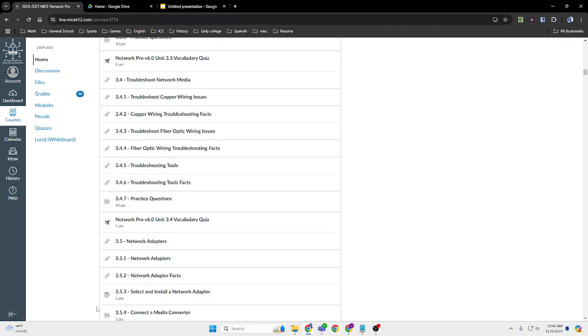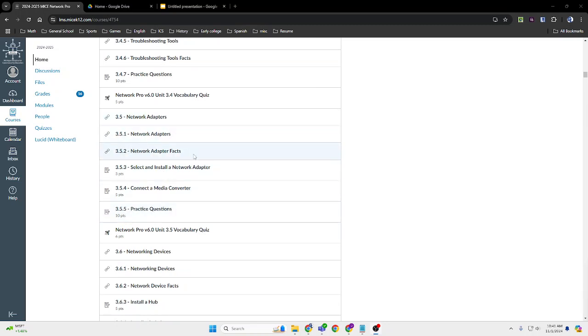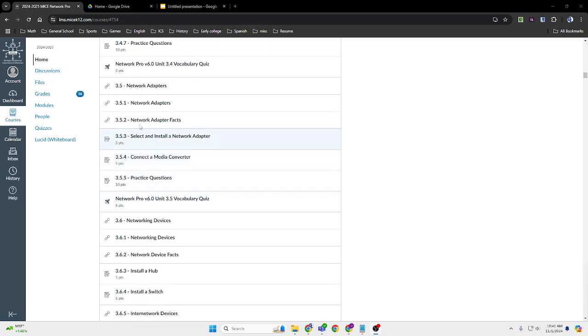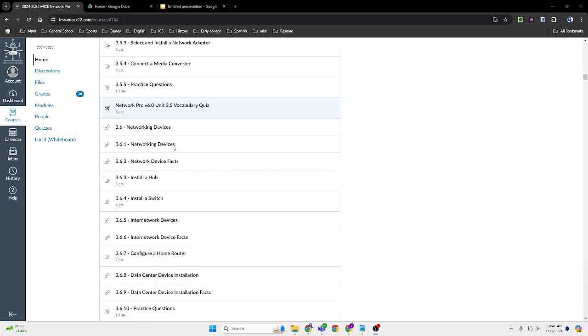So let's start off with Section 4. I learned some different ways to troubleshoot connective media, like EMI, electromagnetic interference, crosstalk, and things like attenuation, which is signal loss over time. I went through network adapters, like transceiver modules, media converters, and then networking devices like routers, switches, bridges, hubs, etc.